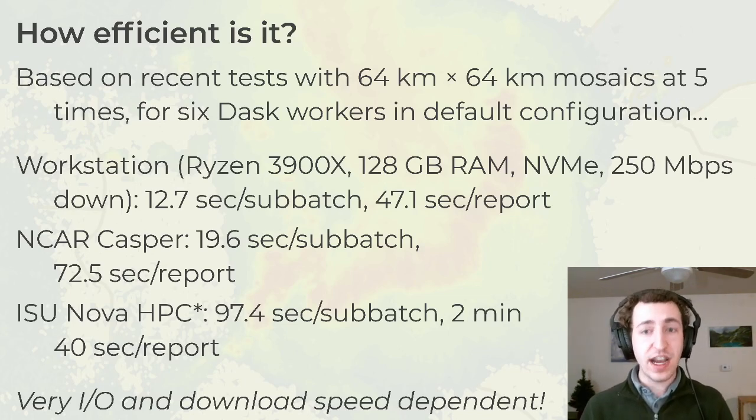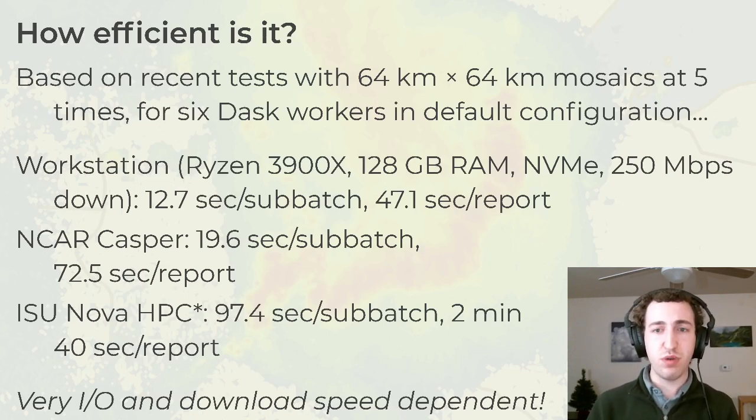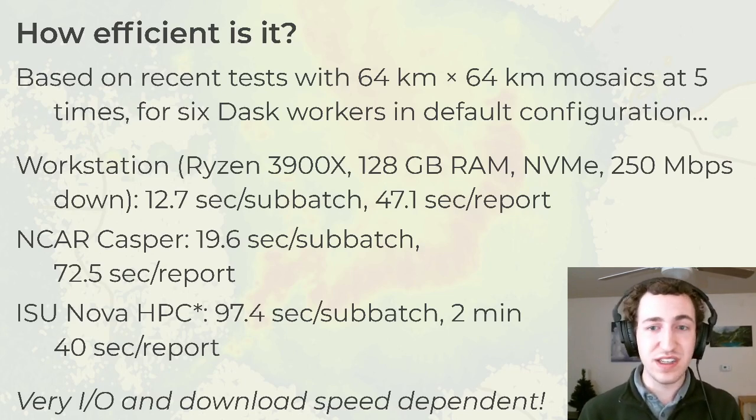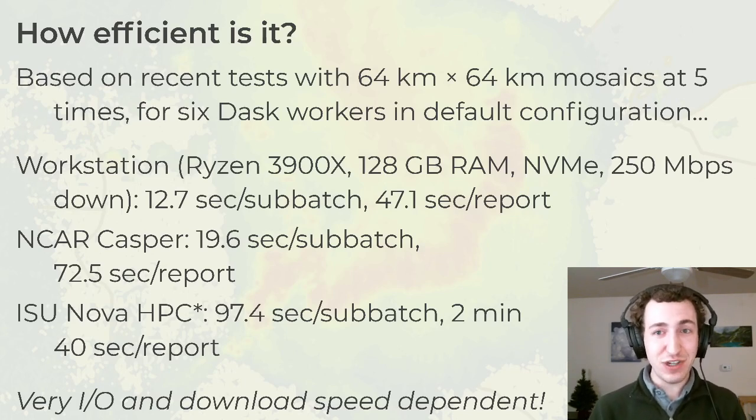On NCAR Casper, using Casper instead of Cheyenne to make sure there's internet access, that was a bit slower at 72.5, and it was much, much slower in the current test on our local HPC system at Iowa State by approaching an order of magnitude. That is something I'll be working on in the imminent future. Probably by the time we have the lightning talk, that will be worked down. That is my goal, to get that more efficient.